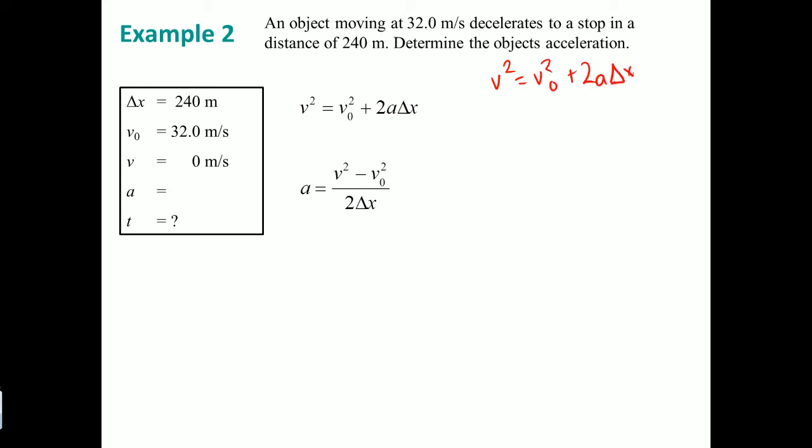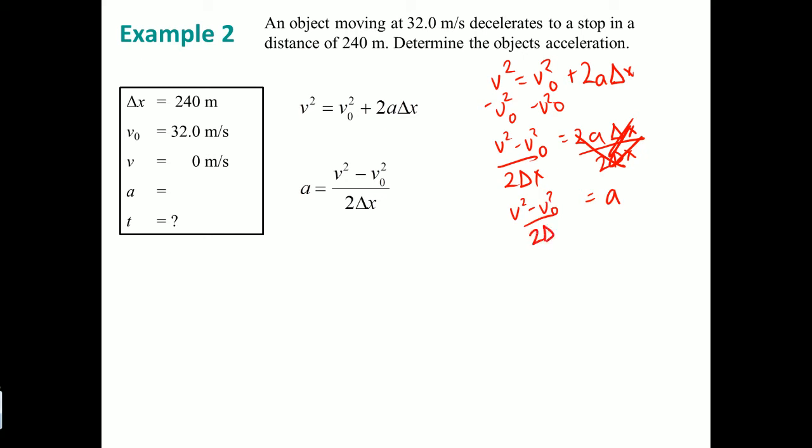Then I'm going to subtract v squared naught from both sides. I get v squared minus v squared naught is equal to 2a delta x. Divide both sides by 2 delta x, I get what I have, right? A is equal to v squared minus v squared naught, divided by 2 delta x.